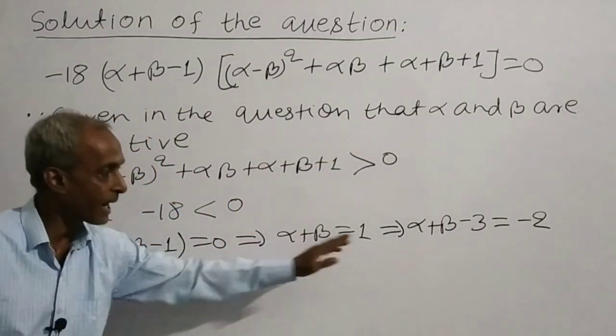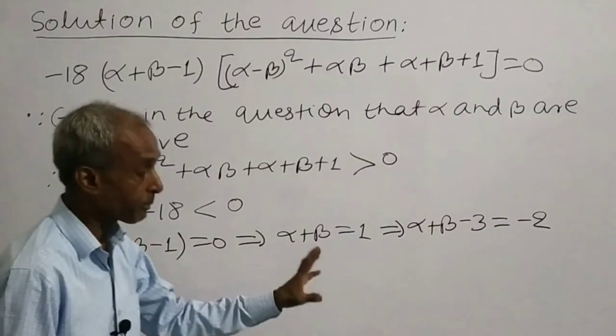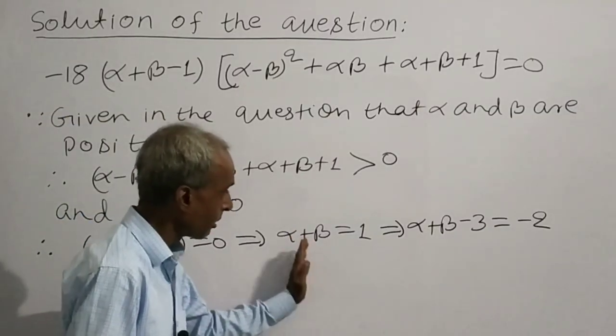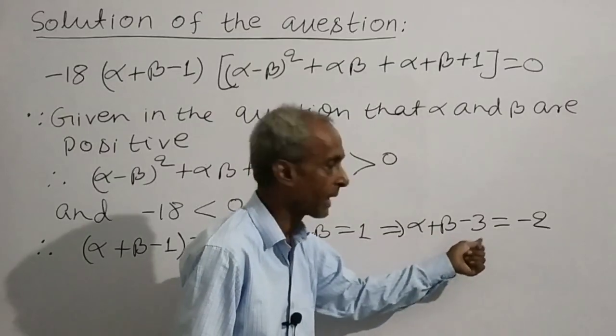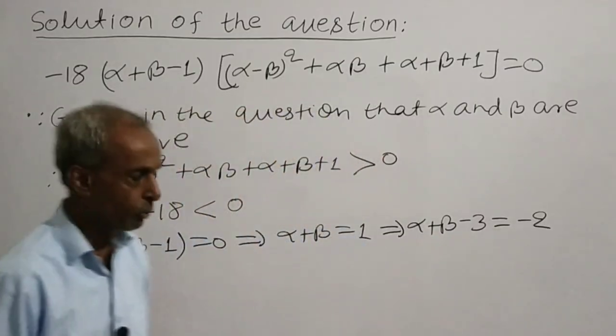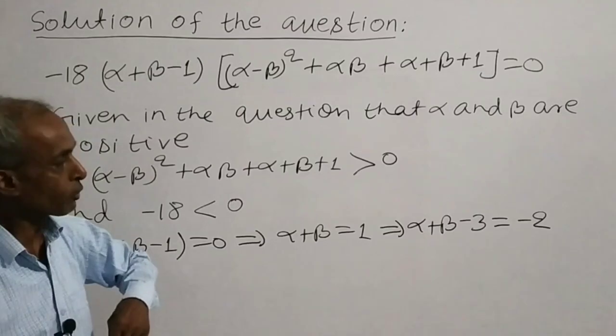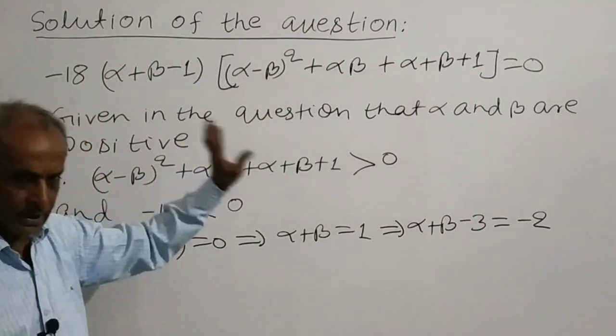Shifting 1 to the right hand side and subtracting 3 from both sides, we get alpha plus beta minus 3 is equal to minus 2. Now the solution of this question is complete.